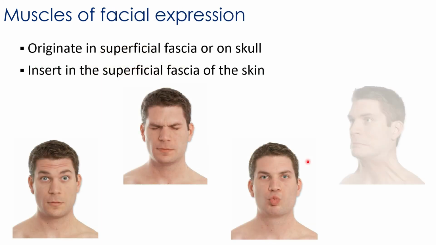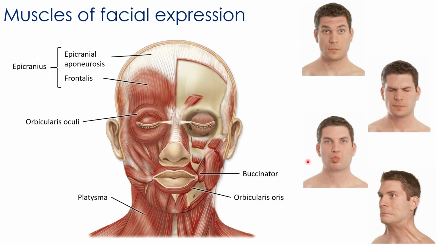So, muscles of facial expression. These are all muscles that originate in either the superficial fascia or on the skull itself, and then they're going to insert into the superficial fascia. These muscles include the epicranius, which includes the frontalis and the epicranial aponeurosis, as well as the occipitalis that we'll see from the other end. And this is the muscle that is going to raise the eyebrows if contracted.